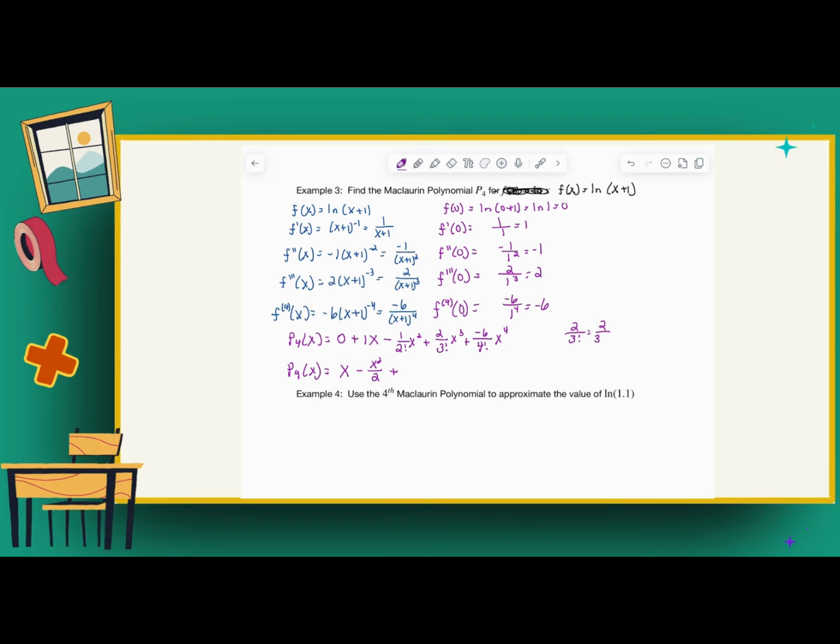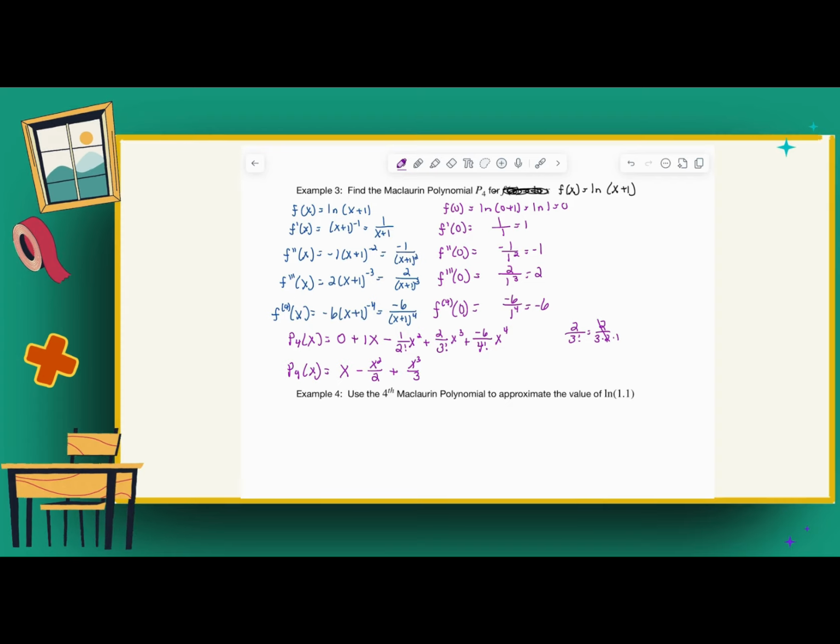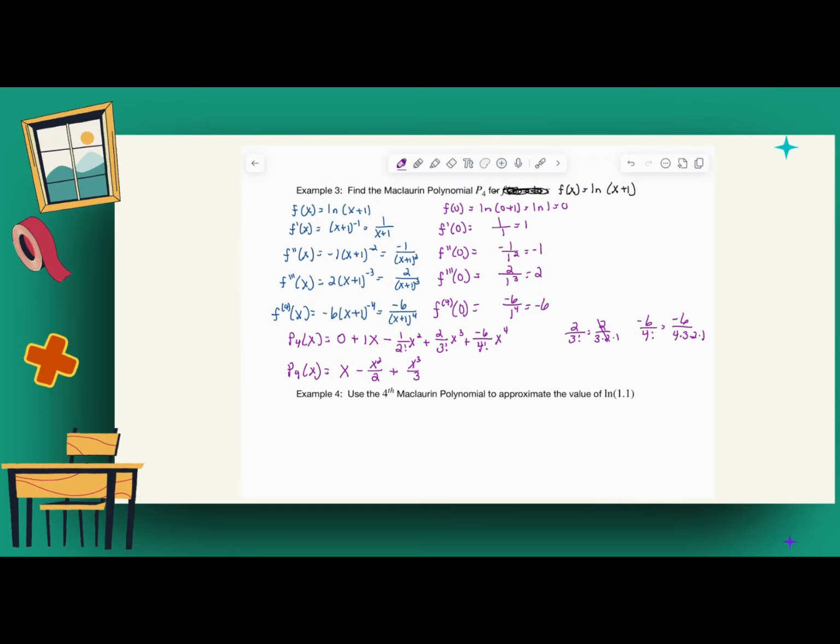If I distribute out the 3 factorial, that's 3 times 2 times 1. The 2's cancel out and leave us just a denominator of 3. So we can write that as x cubed over 3. And then I can do the same thing with negative 6 over 4 factorial. Since 2 times 3 is equal to 6, I can cancel out the 2 and the 3 in the denominator of 6. That leaves us with negative 4. So the last term is negative x to the fourth over 4. And that is your first Maclaurin polynomial.